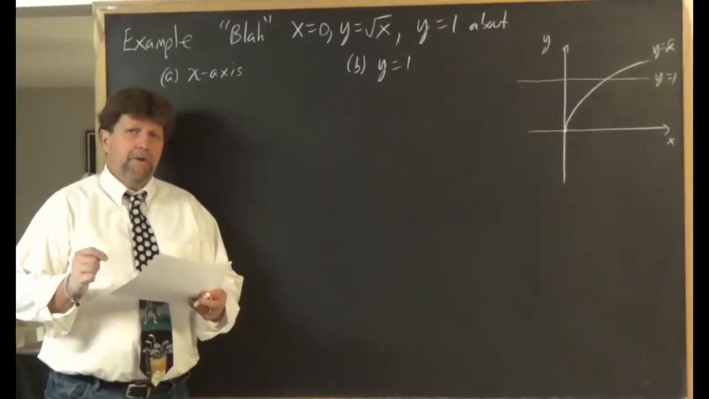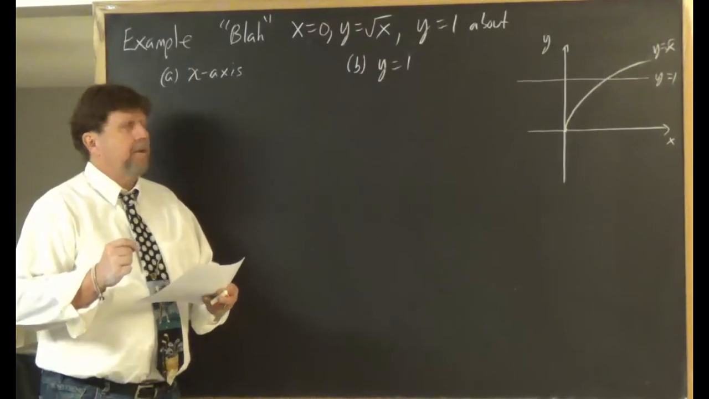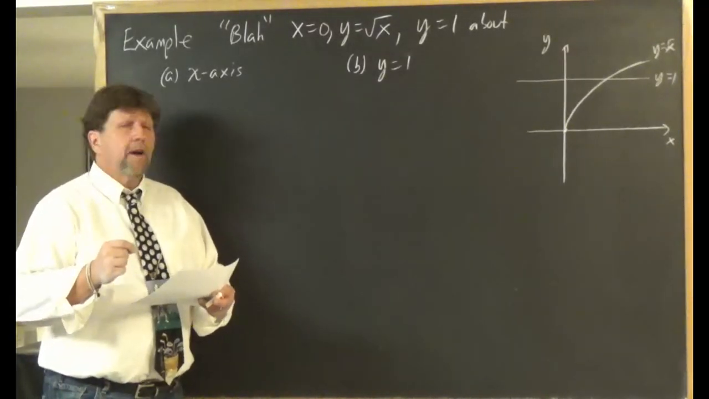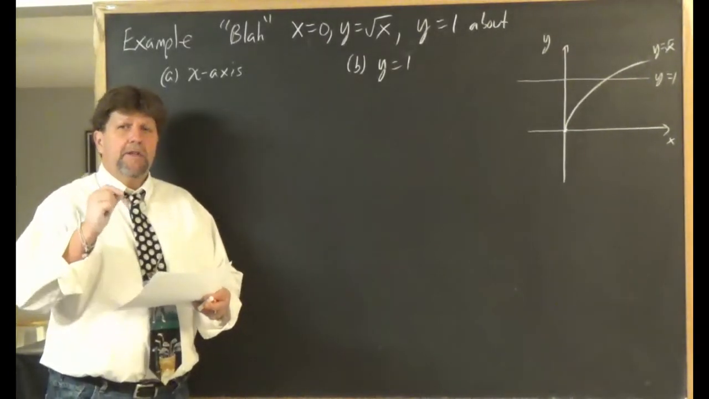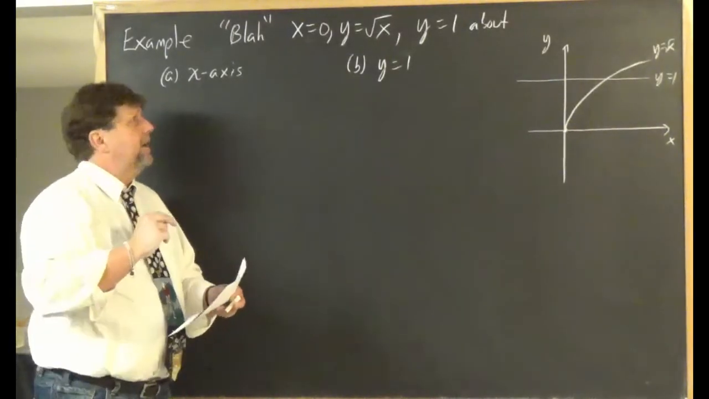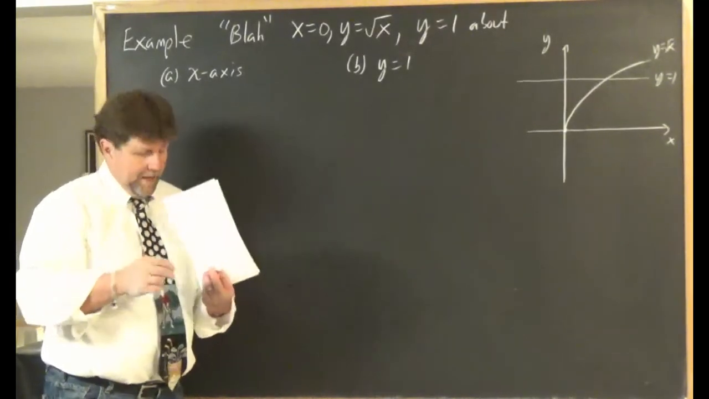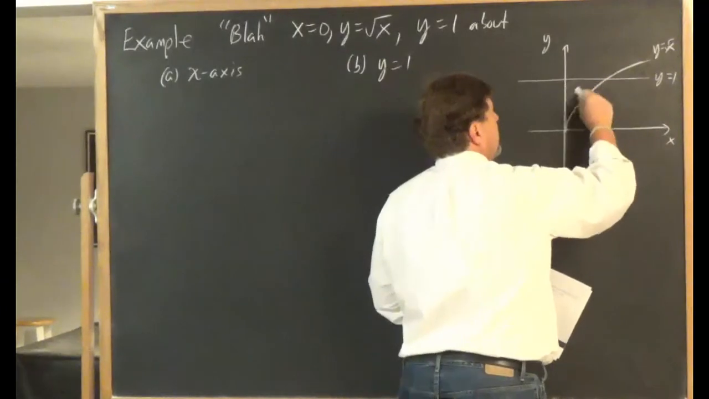Okay, I asked you to work through this example where you're asked to find the volume of the solid generated by revolving the region bounded by x equals 0, y equals square root x, and y equals 1. You're taking that region and in part A revolving it about the x-axis, and then in part B revolving it about the line y equals 1. So I already have them graphed over here. So this is the region in question.